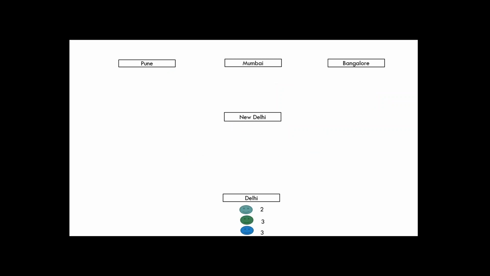So in this, what happened is that in the first part at Pune, Mumbai, and Bangalore, what we did was the mapping, and in the last part at Delhi, what we did was the reducing. So Pune, Mumbai, and Bangalore are my mappers, and Delhi is my reducer.